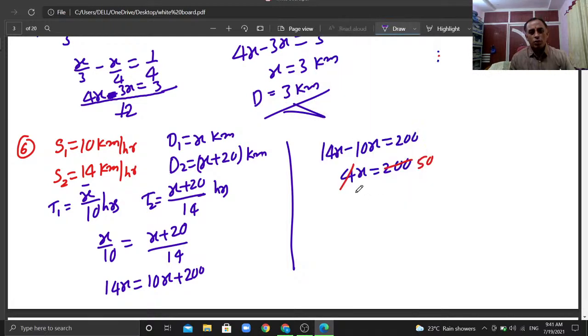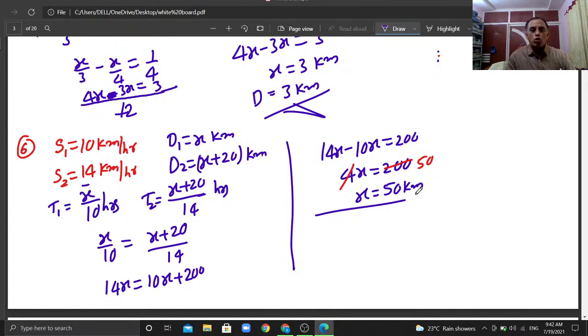Therefore x is equal to 50 kilometer. What is x? The usual distance. Usual distance x is equal to 50 kilometer. This is the general method.